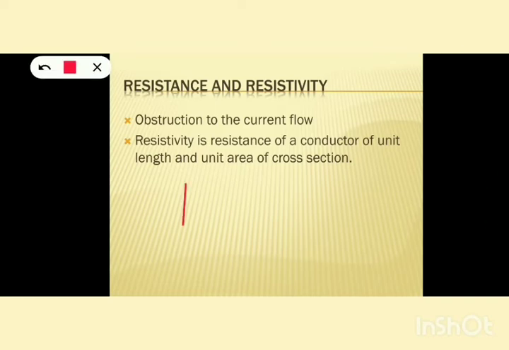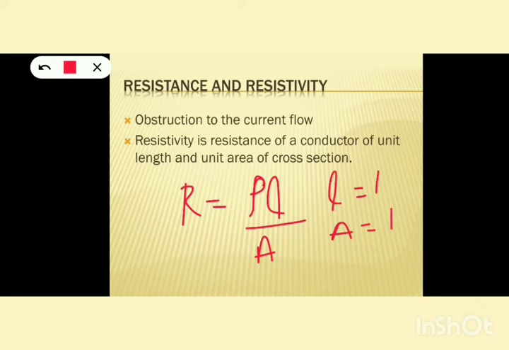Because we know resistance R is equal to rho into L by A. Right? If L is equal to 1 and A is equal to 1, what will be R? R will be equal to rho. That means resistance will be equal to resistivity when the length of the conductor is 1 and the area of the conductor is 1. That means unit length and unit area of cross section. So resistivity is equal to resistance itself for a unit length and unit area of cross section.